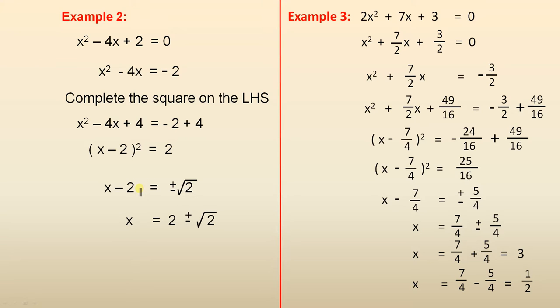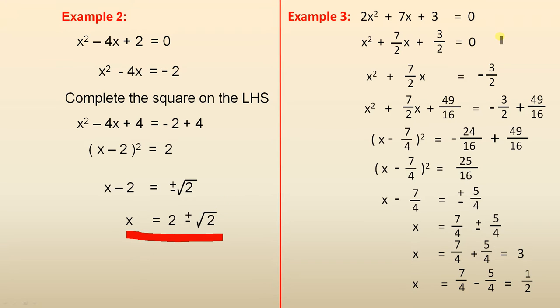Finding the square root of both sides gives us this line. Add 2 to both sides, so x is 2 plus or minus the square root of 2. And that's the answer. It's an irrational answer. It has to stay like that if you want an exact answer.